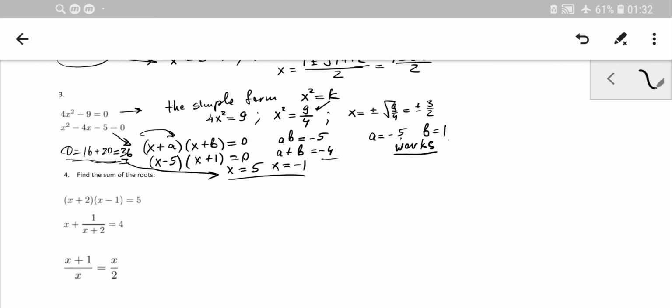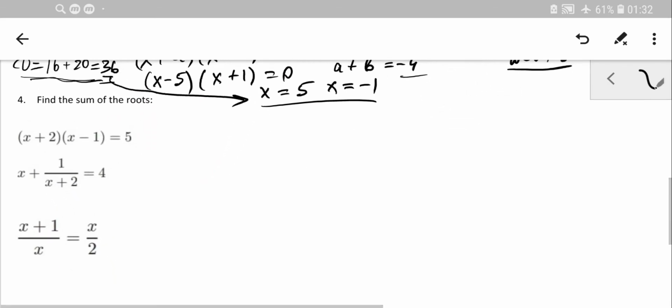4, yeah. The last one, the sum of the roots. Find the sum of the roots. It means if you have 2 roots, you need to find them. If one root, I don't know, just leave it as it is, right? Okay, so hopefully we'll have 2 roots, and let's see.